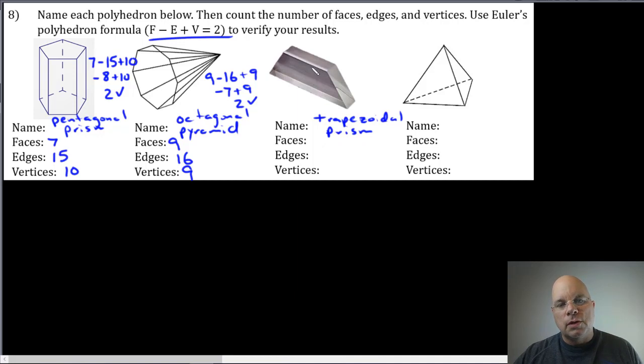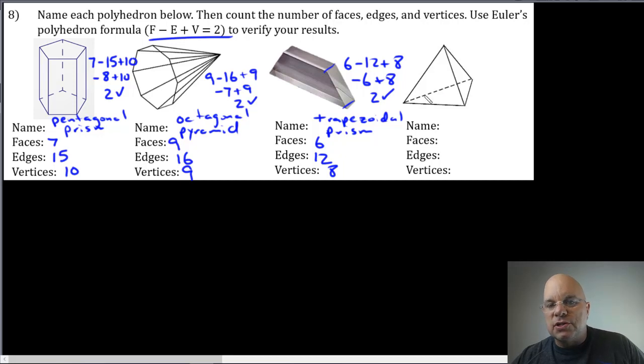The 2 bases are faces and 4 more faces for a total of 6 faces. There are 4 edges on each base, so that's 8 edges plus 4 more connecting them. So there's 4 and 4 is 8, and 4 more is 12. 12 total edges. There are 4 vertices on each base for a total of 8 vertices. Faces minus edges plus vertices should be 2. 6 minus 12 is negative 6. And negative 6 and 8 is +2, so that checks.